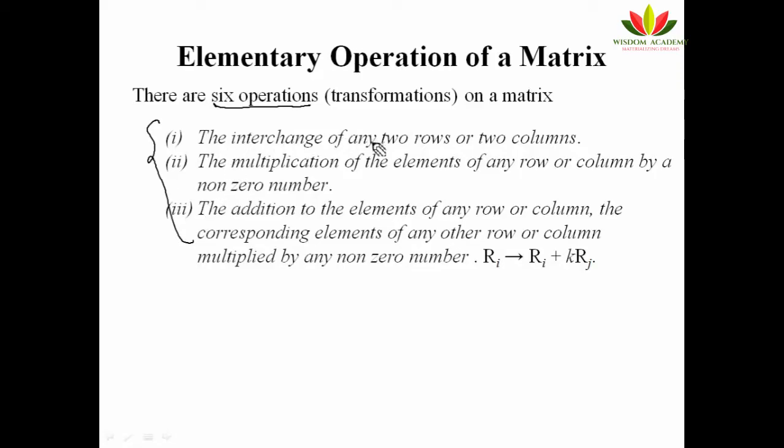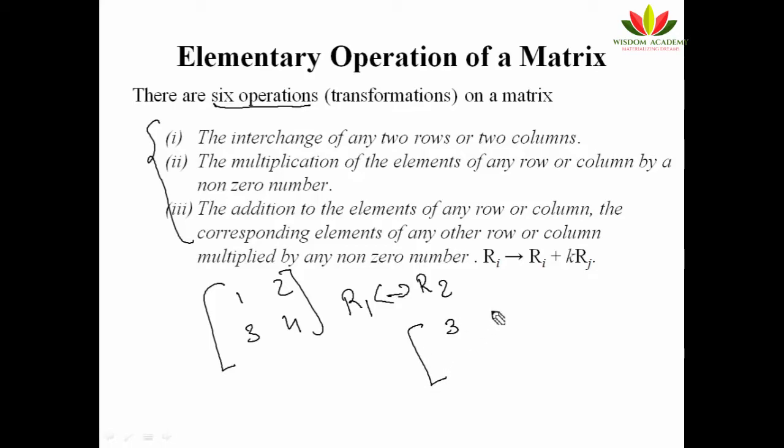The first is the interchange of any 2 rows or 2 columns. If I have a matrix 1, 2, 3, 4, I can interchange the rows by writing R1 interchanged with R2. Then the matrix will be 3, 4, 1, 2. So this is one of the basic elementary operations, interchanging of rows and columns. I did it with rows.